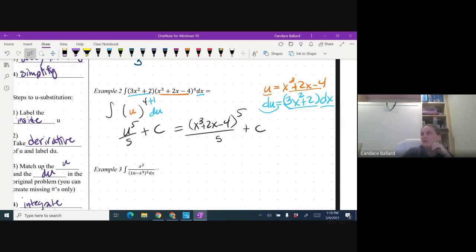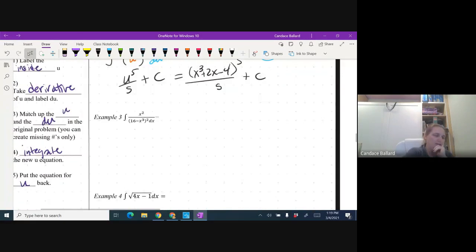All right, let's look at example 3. Remember, we are looking for an inside function. Okay, so you guys tell me in the chat, what's my inside function in example 3? What do you think's inside?